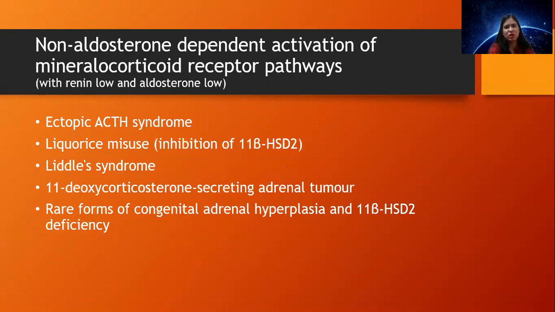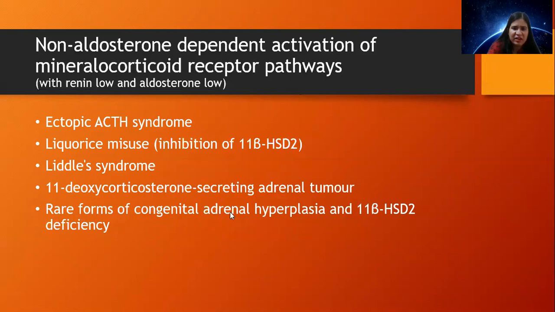Cortisol, due to its similarity in structure to aldosterone, can activate the mineralocorticoid receptors. Licorice misuse: licorice will inhibit the 11 beta HSD2 enzyme. This enzyme is required to inactivate the excess of aldosterone. If this gets inhibited, the mineralocorticoid receptors are activated more. Liddle syndrome, in which there is epithelial cell sodium channel activation, will lead to more mineralocorticoid receptor activation. 11-deoxycorticosterone secreting adrenal tumor: this is a precursor hormone which will activate the mineralocorticoid receptors.